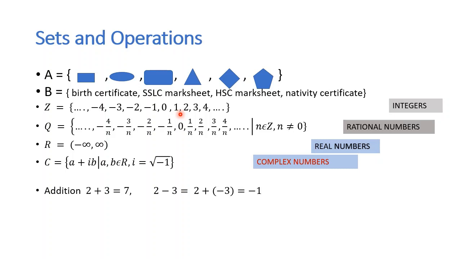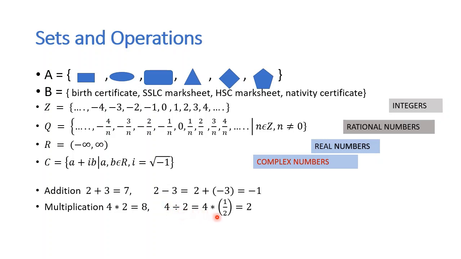Another operation which we perform in the integers set is multiplication. When you multiply any two integers, you get an integer only. 4 into 2, 8; minus 4 into 2, minus 8. All these numbers belong to the set Z. But what about division?